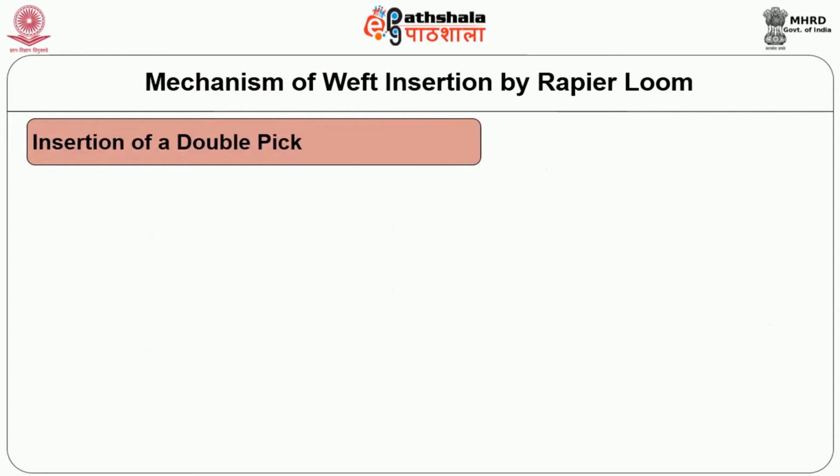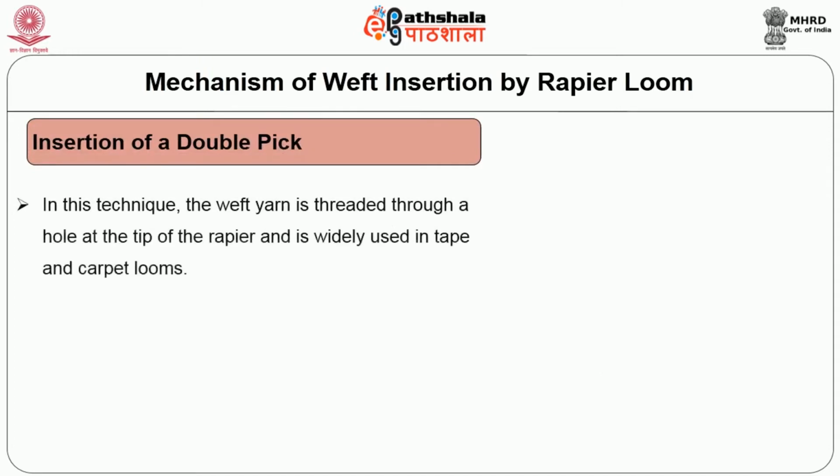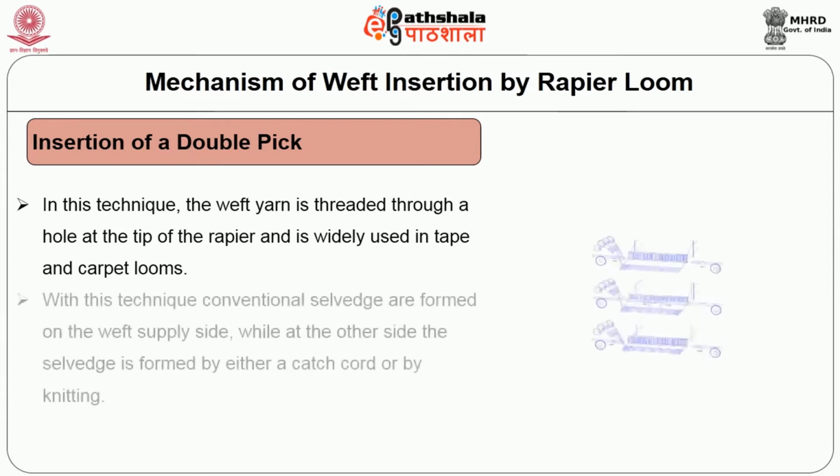The insertion of a double pick. In this technique, the weft yarn is threaded through a hole at the tip of the rapier and is widely used in tape and carpet looms.